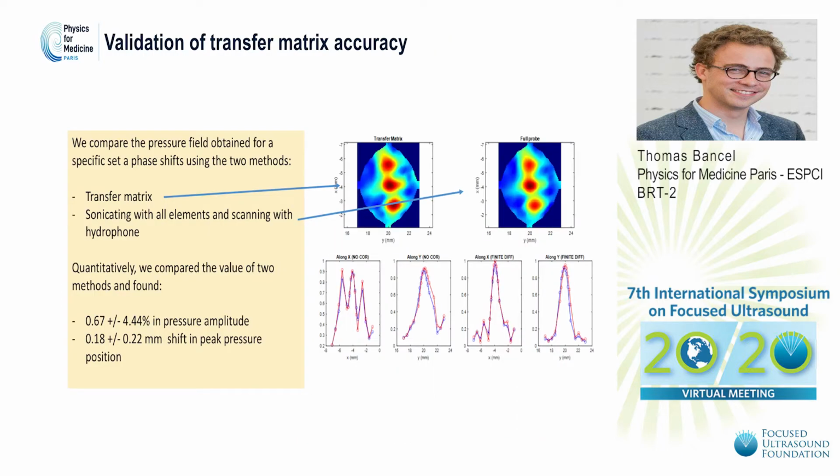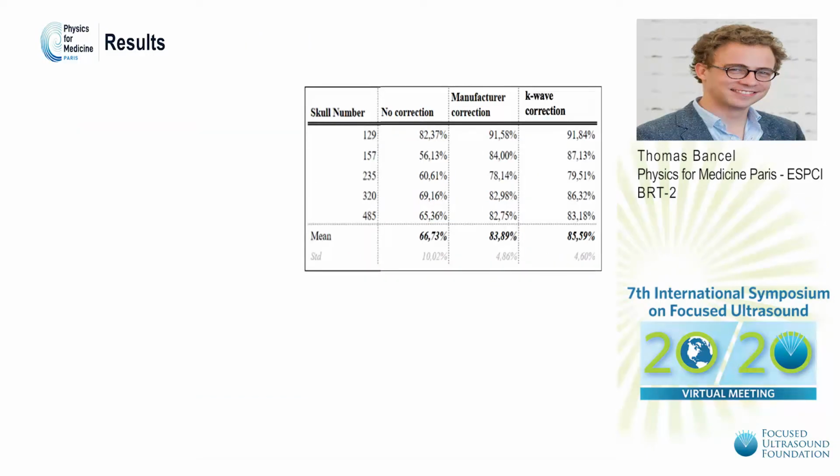So the first question we had from Insightec is: is this approach valid? So what we did is that for a few sets of correction and a few skulls, we compared what we were obtaining with the transfer matrix with what we were measuring with a hydrophone while shooting with those specific corrections applied. And what we showed is that it's actually very accurate. We're able to have an error that's less than 1% in pressure amplitude and less than 0.2 millimeter in terms of peak pressure position.